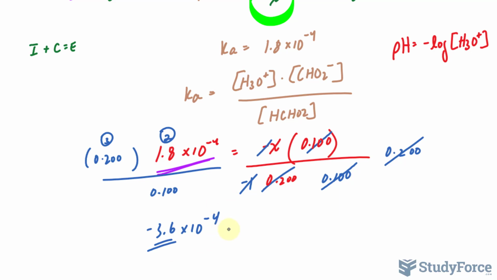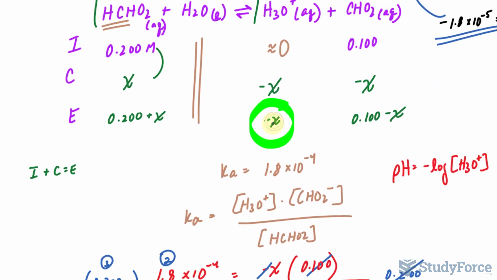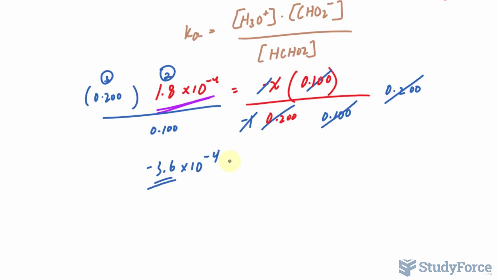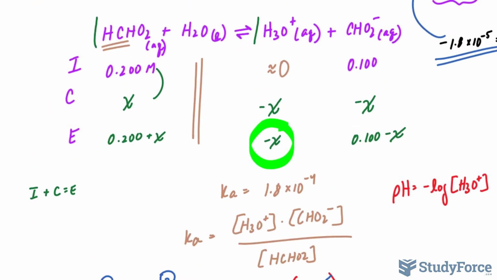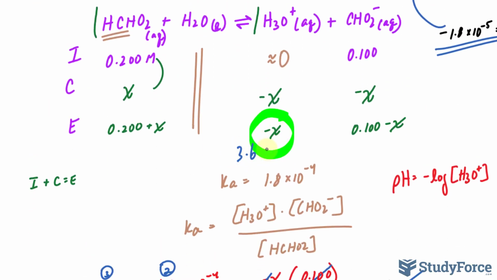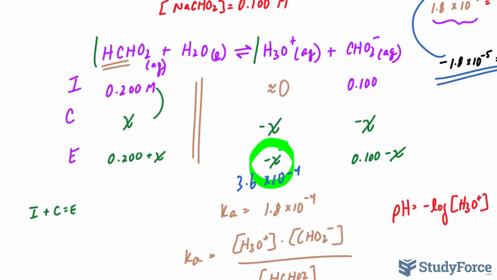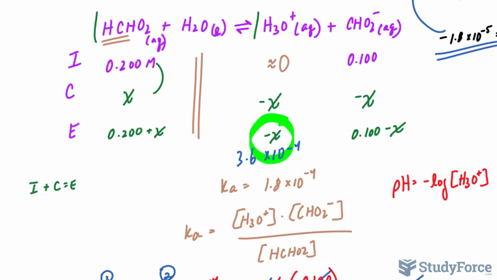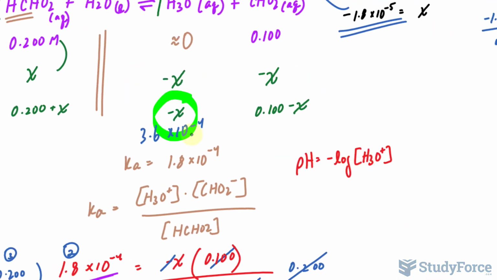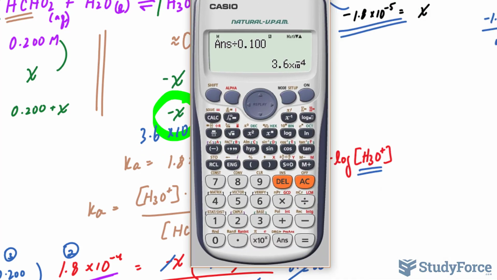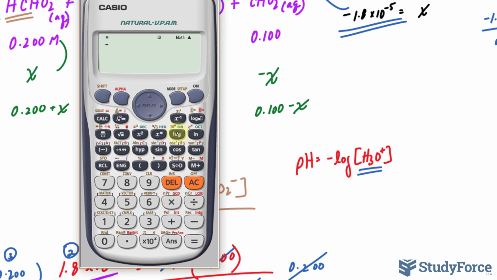We'll substitute this value into here because what we just found was x. So I'll substitute that value right here, and it becomes positive 3.6 times 10 raised to the power of negative 4. I now have everything I need to find the pH. Using this formula, I'll substitute this value right into there. So I have negative log of the number 3.6 times 10 to the power of negative 4.